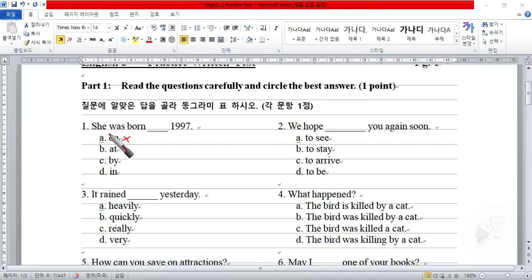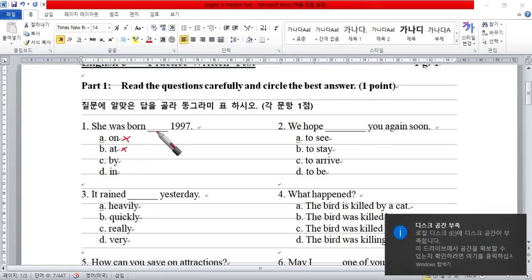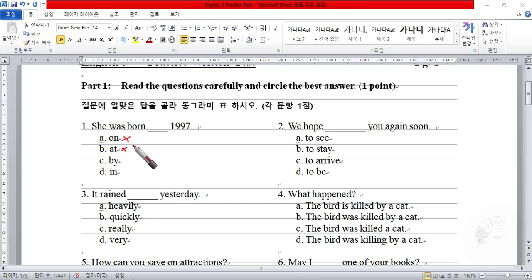Okay? B, she was born at 1997. No, you could say she was born at 1900 hours. Okay, so often we use at for events or a time. Okay, so that's probably the most common of the answers for time, for using at. Good. And also at times of the day. She was born at night, but we'd probably use for other types of day in the evening. Okay. The answer is D.